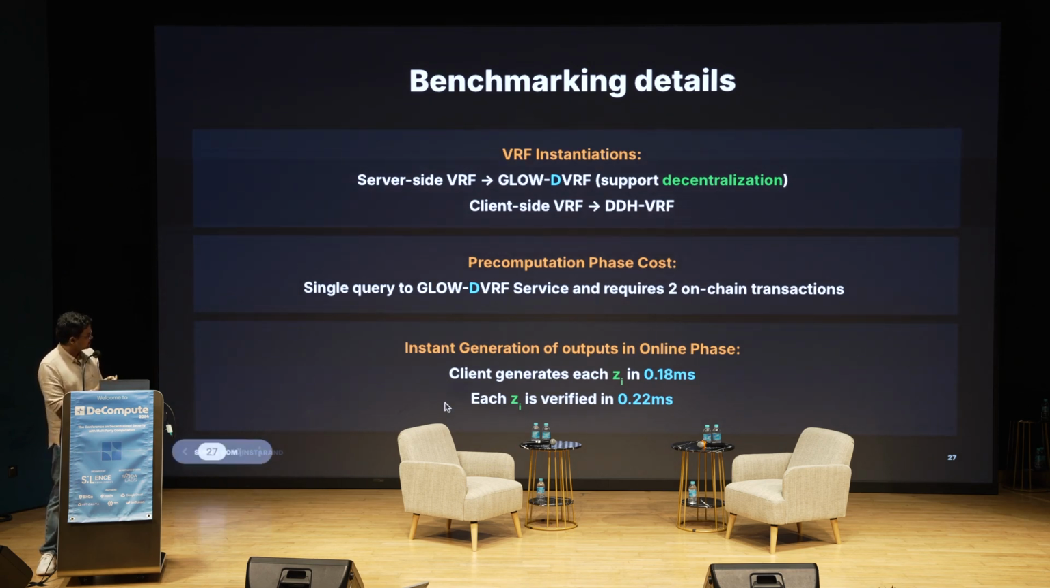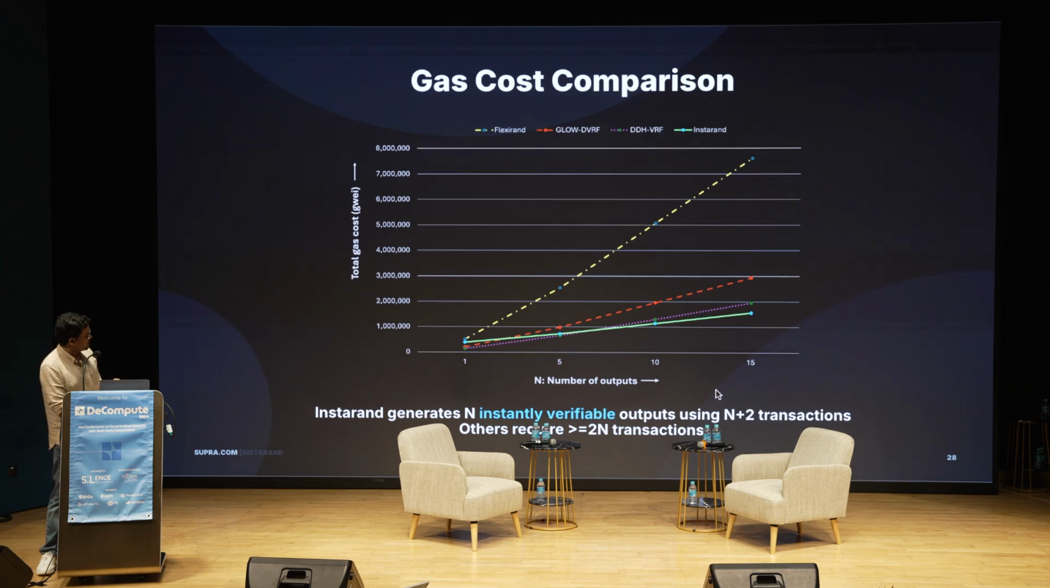And in the online phase, each client can generate instant outputs in less than 0.2 milliseconds, and these can be verified in 0.2 milliseconds as well. And finally, we do a gas cost comparison. So we generate n instantly verifiable outputs and compare FlexiRand, Glow DVRF, Chainlink VRF, and InstaRand over here. So InstaRand requires only n plus 2 transactions for n outputs. So we are in the one transaction model, whereas others are in the 2n transaction model. And that's why we start getting better numbers over others when there are more outputs.